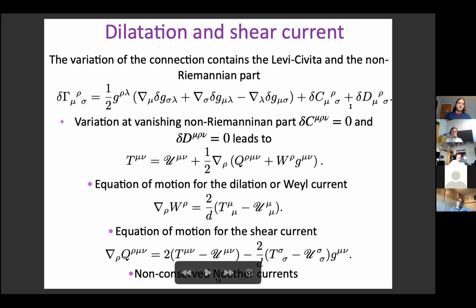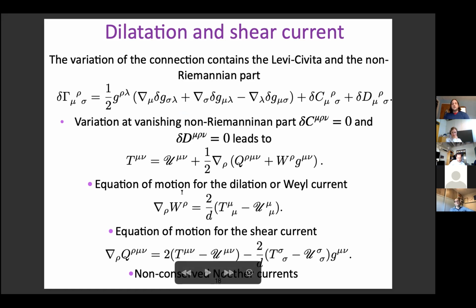So if you assume that this extra, non-Riemannian part is zero, you get the decomposition of the energy momentum tensor given by this relation essentially. This is the symmetric energy momentum tensor, the one that you would couple to the Einstein equation, and it can be decomposed as a sum of two pieces: this new symmetric tensor that I call U, added to a gradient of the shear current and the dilatation current.